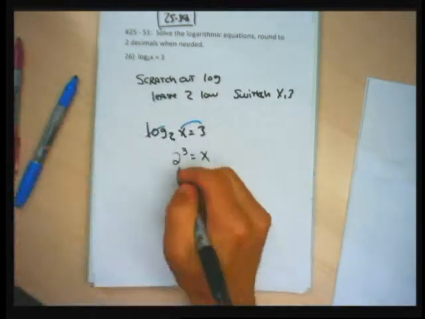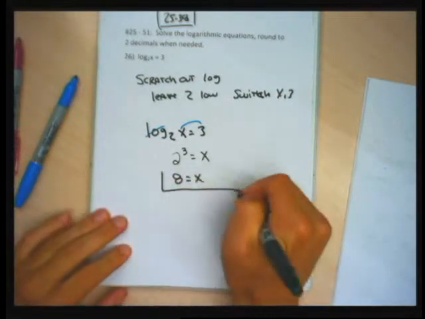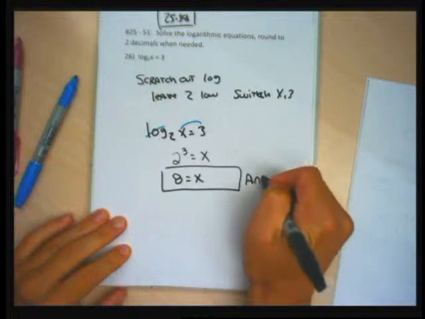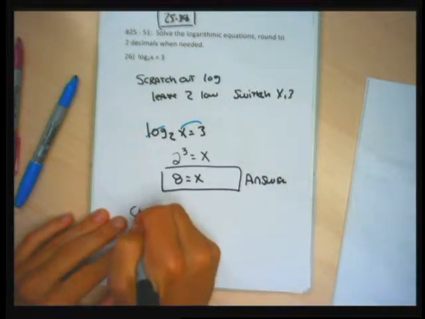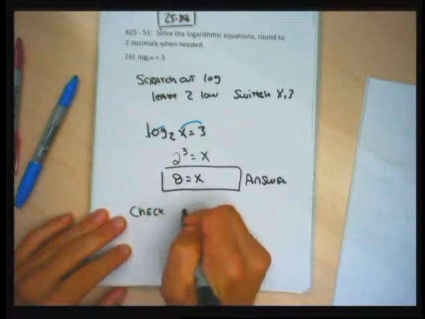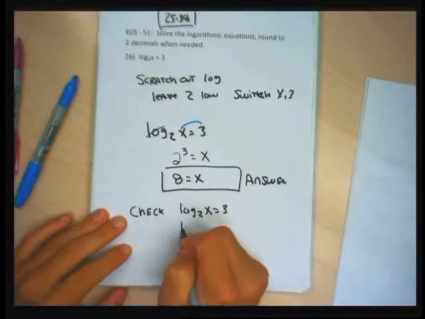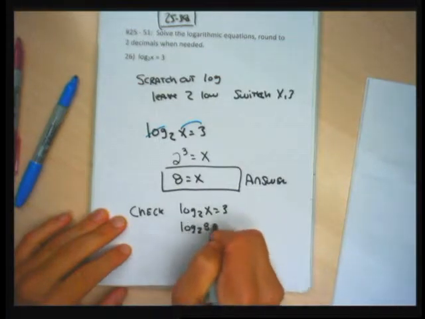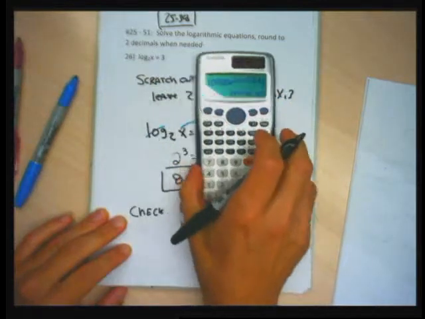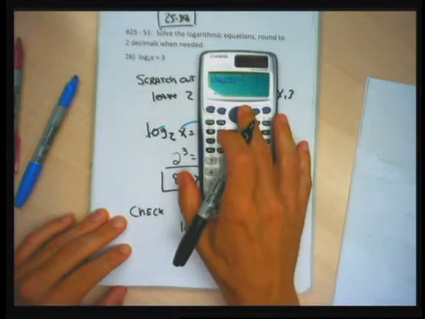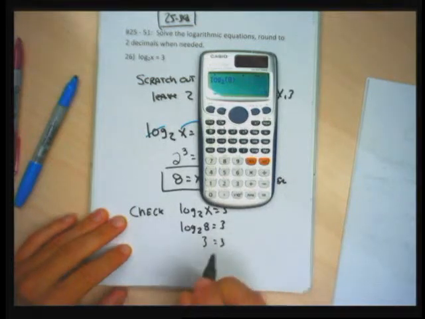I don't need my calculator for 2 to the 3rd power. I know that in my head. I claim that this is the answer, but I should definitely check. So the original problem is the log base 2 of x equal to 3. I want to make sure that the log base 2 of 8 equals 3. So again, I'll rely on my calculator, even though I probably really don't need to. Log base 2 of 8. I get 3 equal to 3, so I've checked.